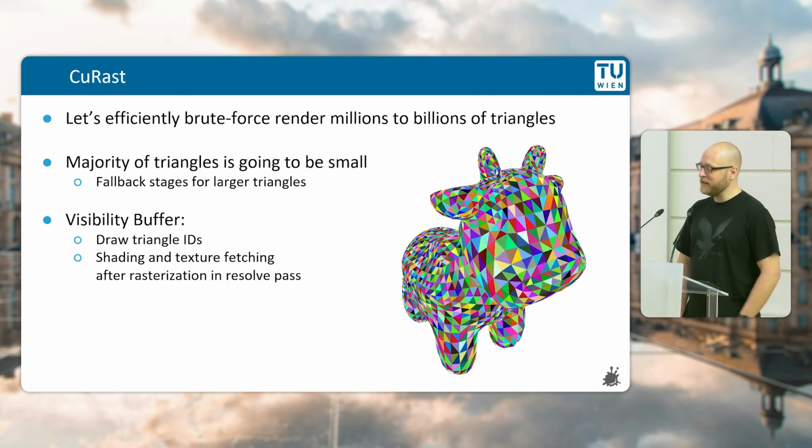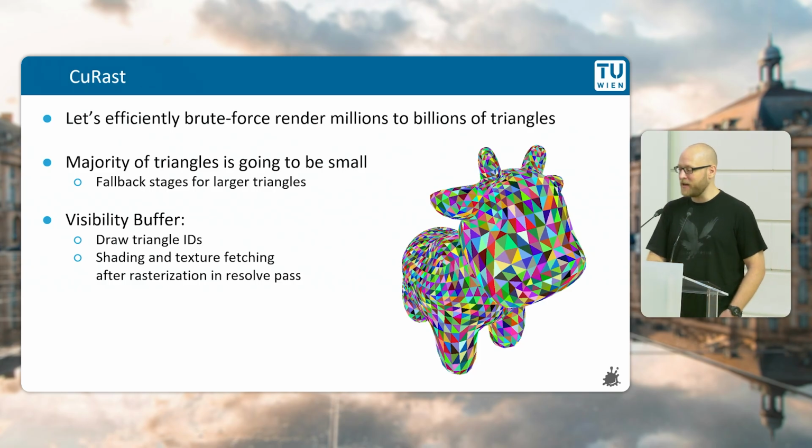So we are basically doing a lot of the same things, just without the level of detail part, because we're trying to just brute force render a whole lot of triangles without having to spend time to generate LOD structures. So let's try to render millions to billions of triangles brute force.